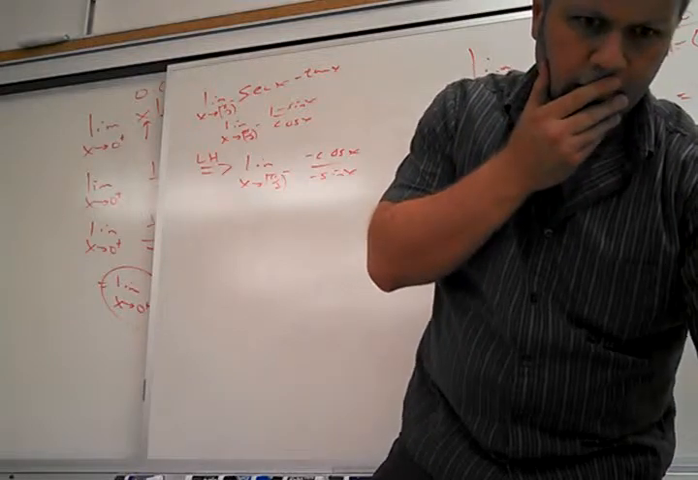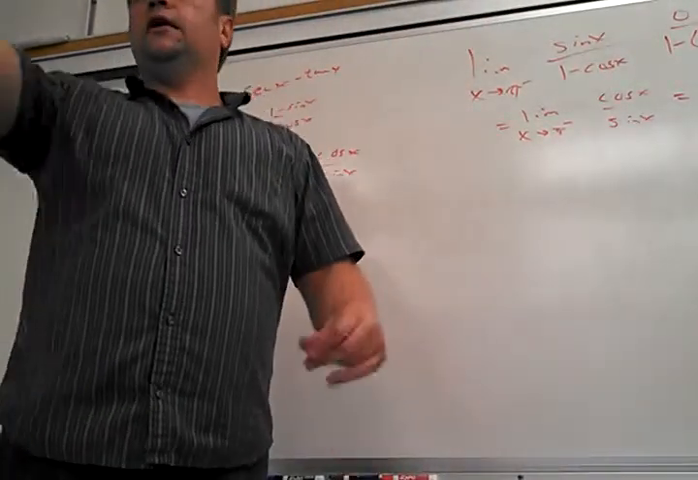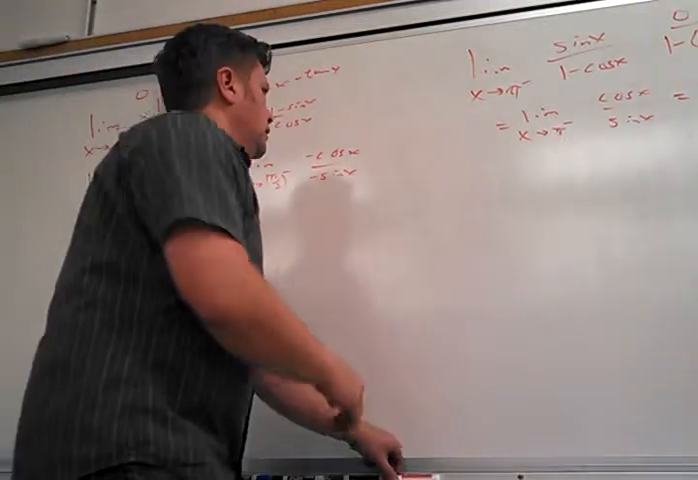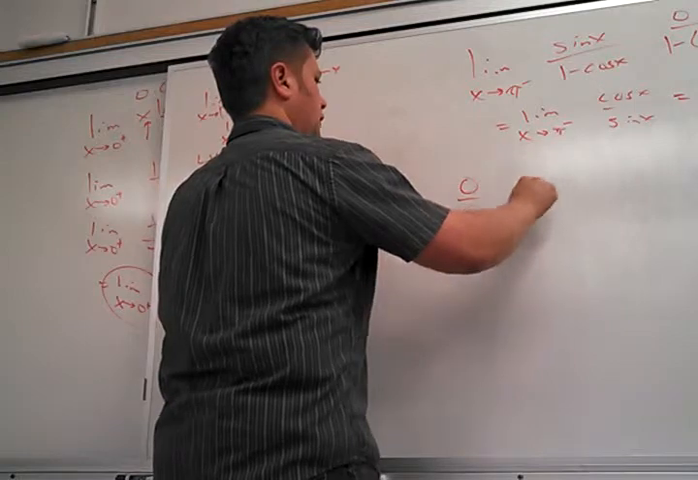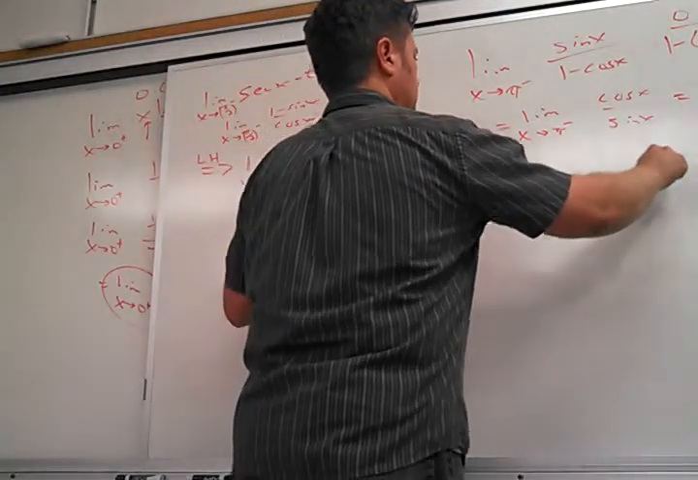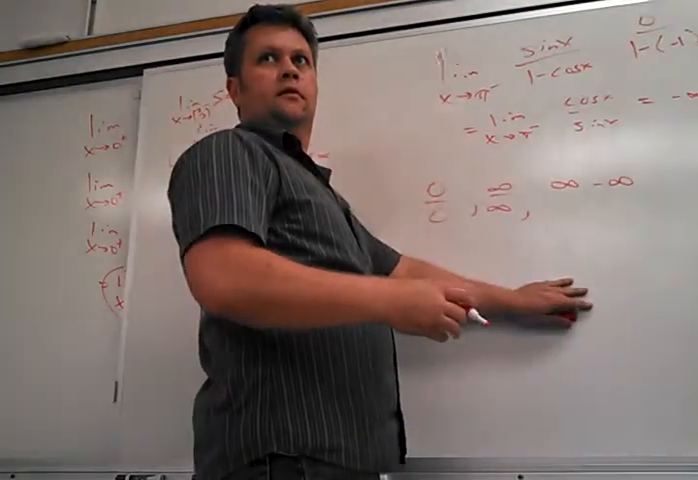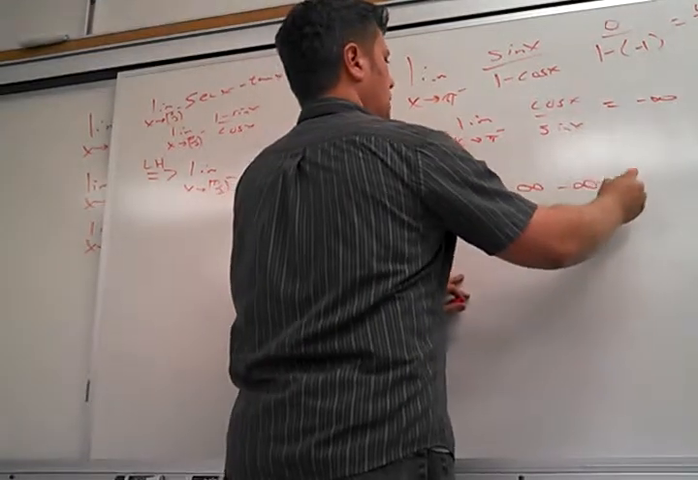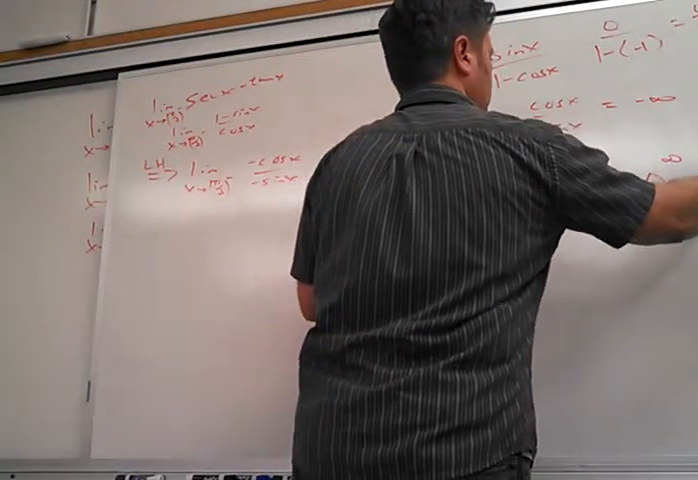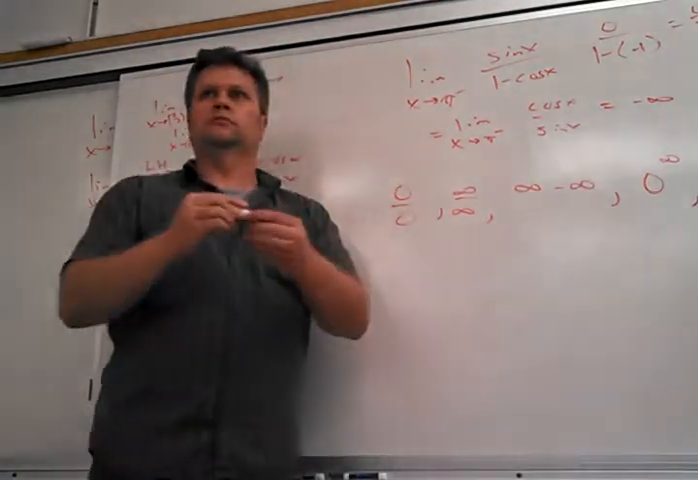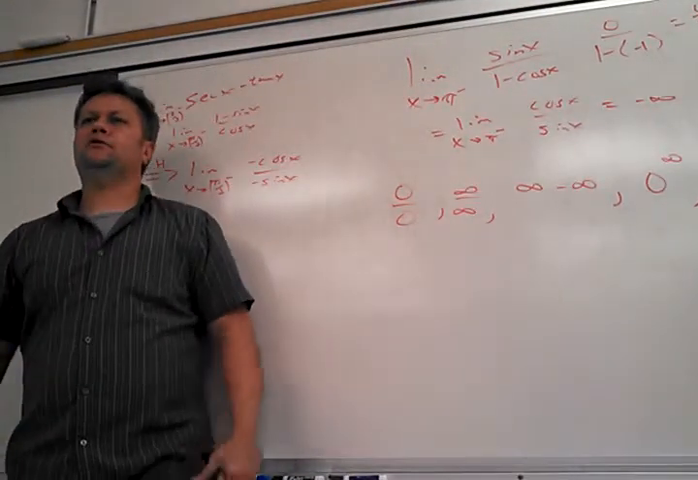Okay. So it's just 0 over 0 that is indeterminate? Or infinity over infinity. Let me collect a few. So we've got 0 over 0. We have infinity over infinity. We have infinity minus infinity. And then we have 0 to the infinity or infinity to the 0. And that's the last two types.